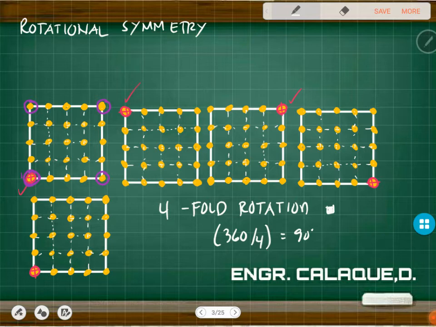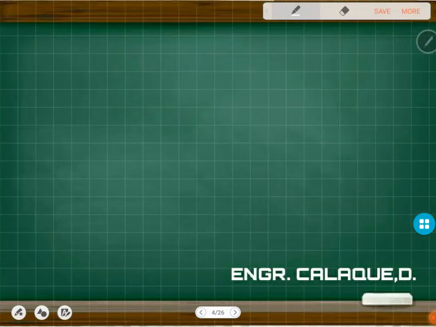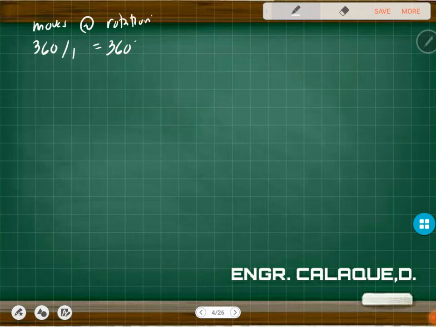And if 360 is divided by 1, that is a one-fold rotation. So that's just the pattern of its rotation, right? So if that is 360 divided by 1, that is 360 degrees, so this is a one-fold rotation.